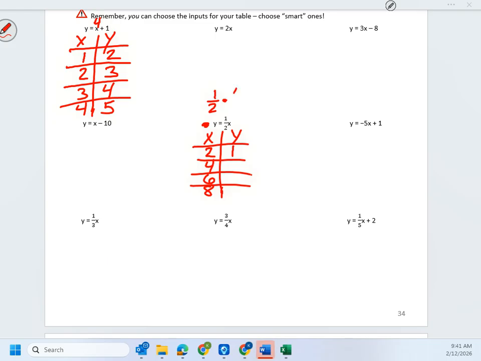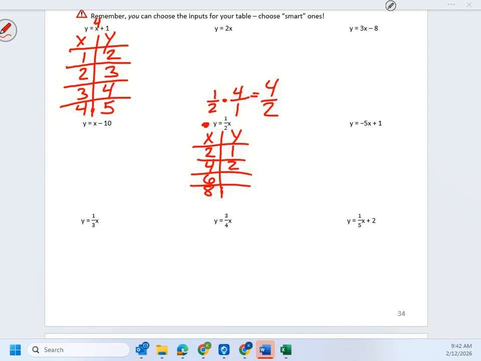So here, if I put a 4 in for x, I get 4 over 2. What's my y going to be? Joy? 2, because 4 divided by 2 is 2. That's going to be an easy ordered pair for me to graph, right? We don't want fractions and decimals, because those get tricky to graph.